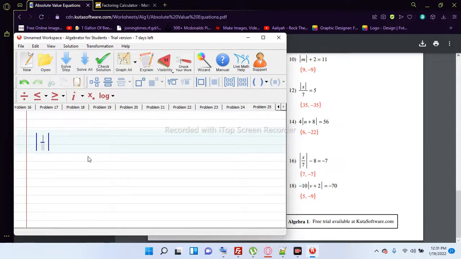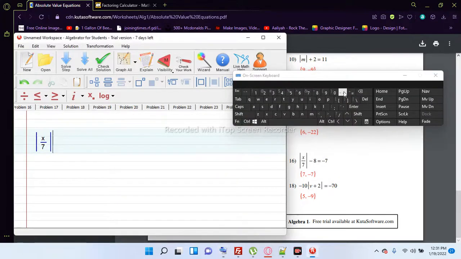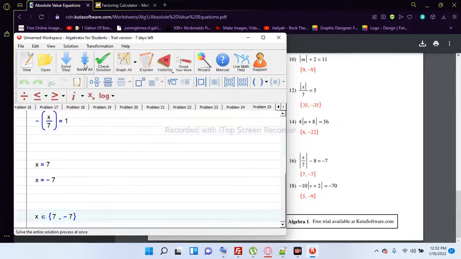Okay, now, type X. Click the little gray box like I told you before. The number 7. Outside the box, gray. Okay? -8. So you got to use your negative sign. Okay? -8. Okay? Equals -7. Double check. X over 7 minus 8 equals -7. Great. Okay? Solve all.